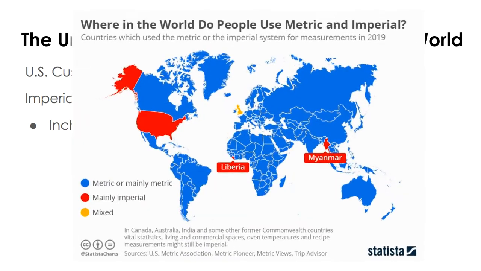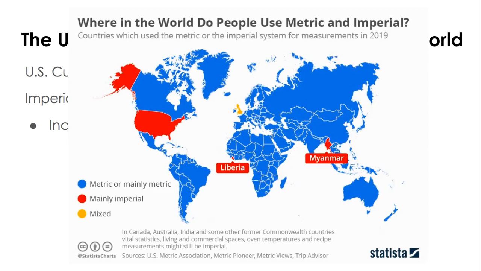I have this cool graphic that I love that I just want to show you. The red countries are the United States. We know Alaska is part of the United States, Liberia, and Myanmar. Now, these are the only countries that measure using inches. All of the countries in blue, every single one of them, uses the metric system. So you can see the difference between our country and basically the rest of the world.